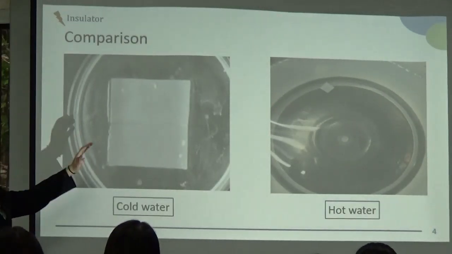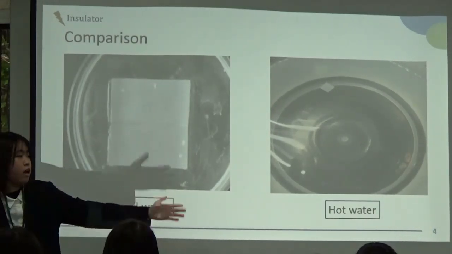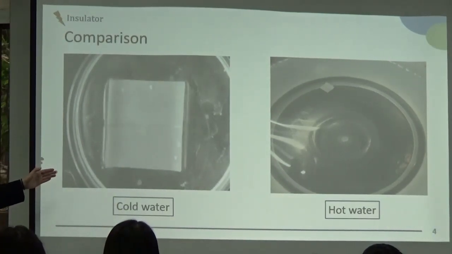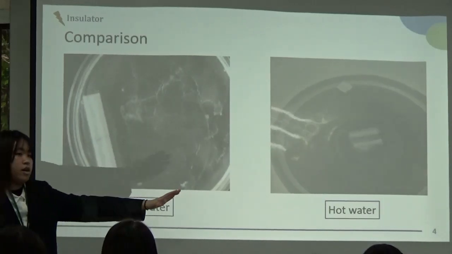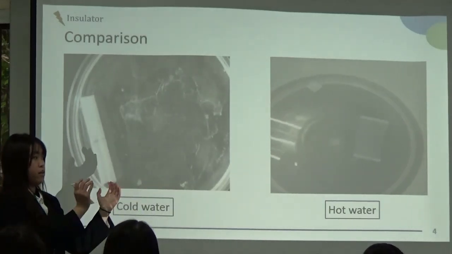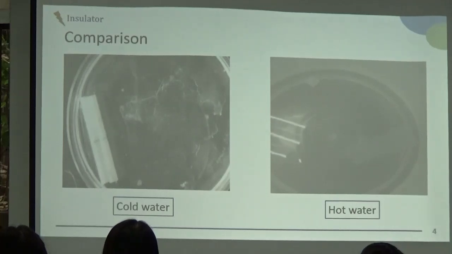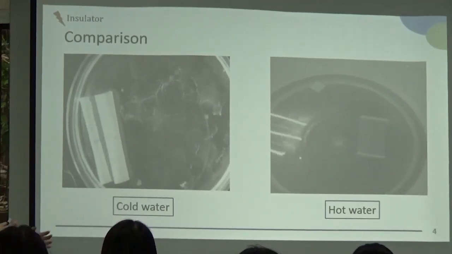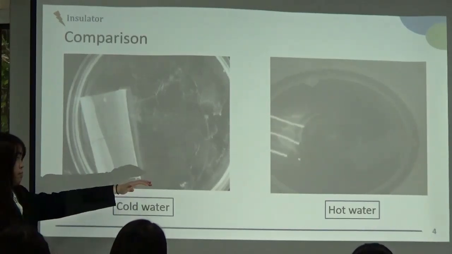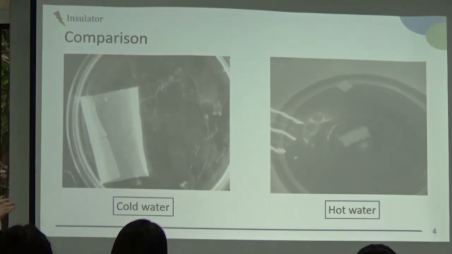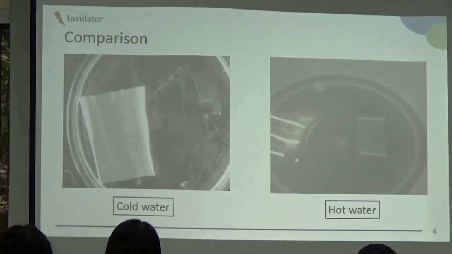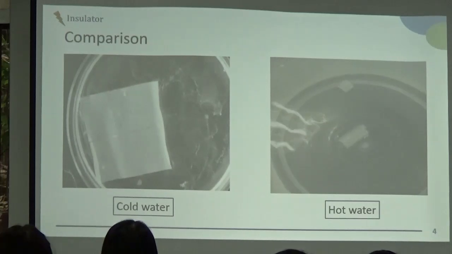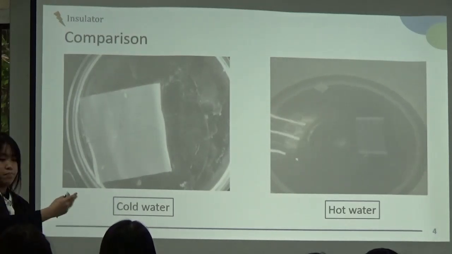So here is our comparison between the cold water and the hot water. In the hot water, you can see that the speed of the curling will be much faster than in the cold water. So here comes a conclusion that the water absorption of the tracing paper is because of diffusion, not because of capillary action. Because in diffusion, we all know that higher heat will cause a faster rate.